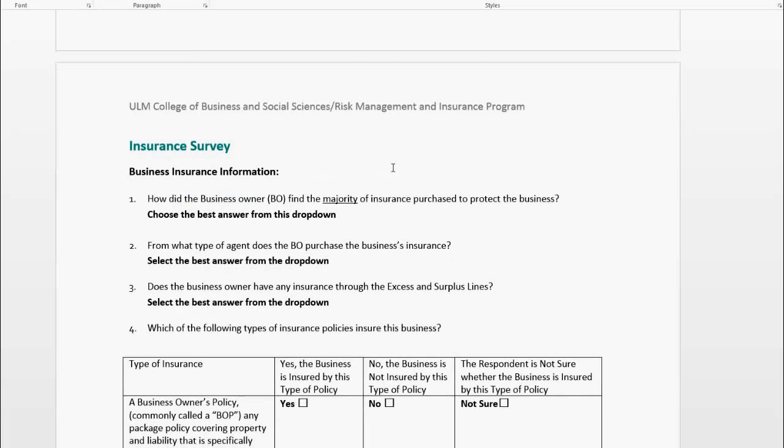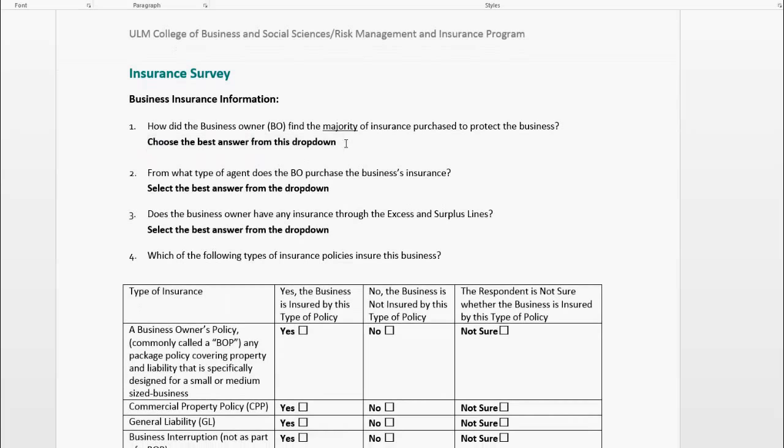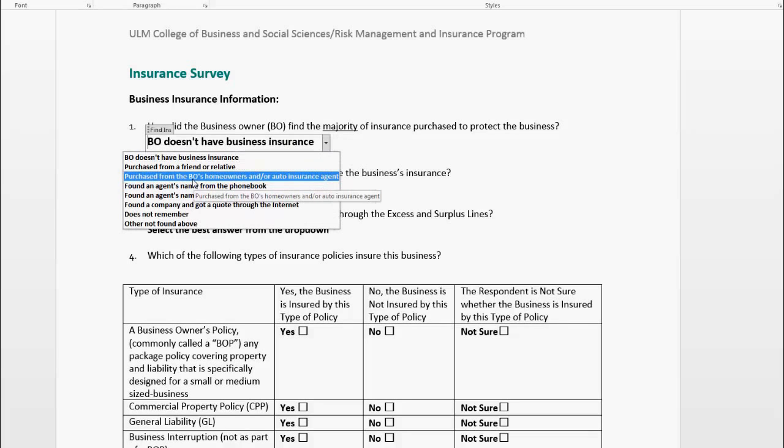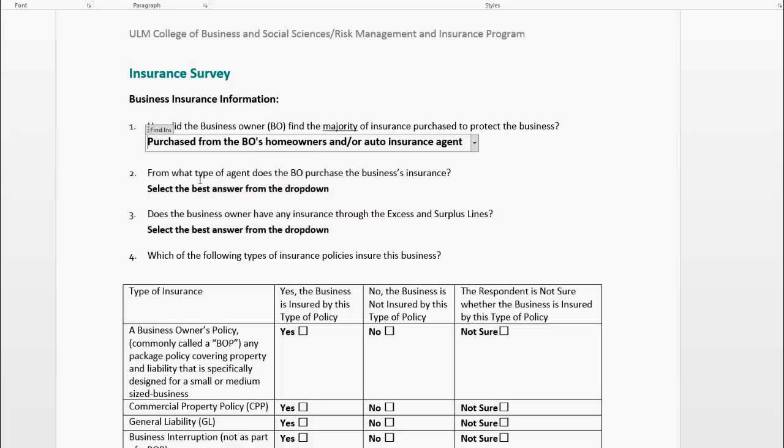Now we're going to go all the way down to the insurance survey, and we're almost finished. So you're going to ask first how the business owner found the majority of the insurance they've purchased on the business. The first option is they don't have any insurance. So you have that option. But let's say that they purchased it from their homeowners or auto insurance agent, which is really quite common.